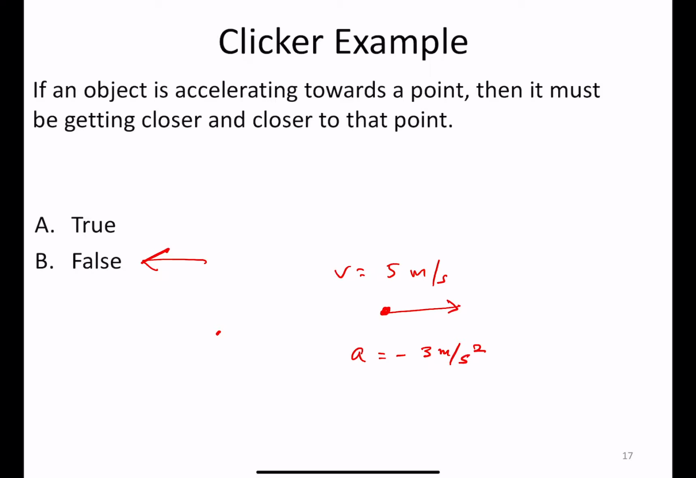So what is the direction of the acceleration? The acceleration clearly is to the left, right? And so the acceleration is pointed to the left, but the velocity is to the right. The object is moving to the right. So it's not true that if an object is accelerating towards a point, it's moving towards that point. In this case, you can see that the object is moving away from that point, even though its acceleration is pointed towards that point.